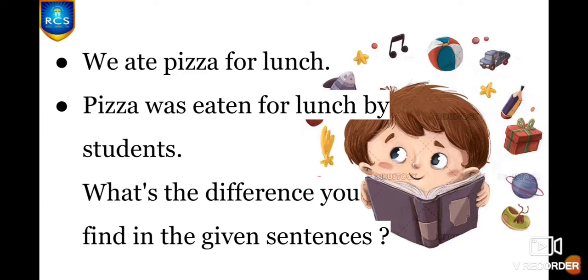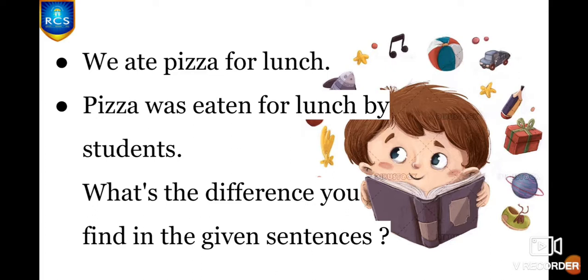Children, before getting into our session, let's do an energizer. Children, we ate pizza for lunch. Pizza was eaten for lunch by students. What's the difference you find in the given sentences? Read the sentences carefully and you have to say what's the difference you can find in these sentences.